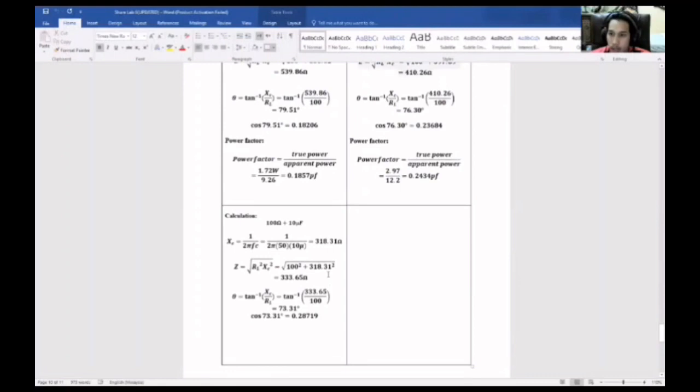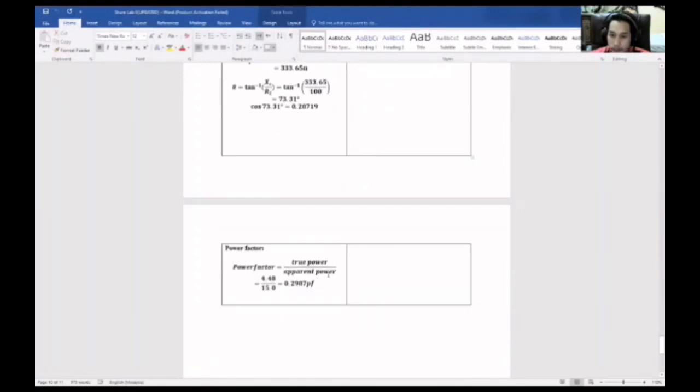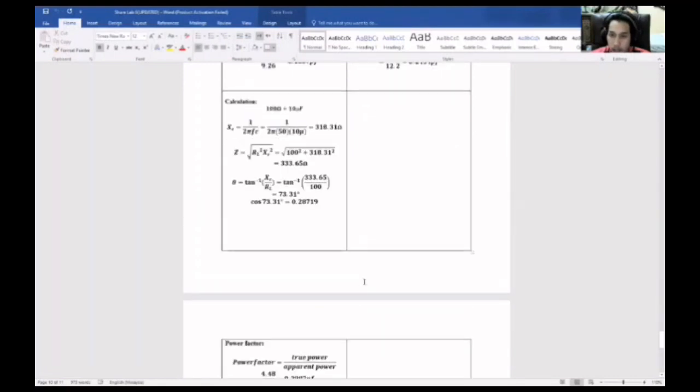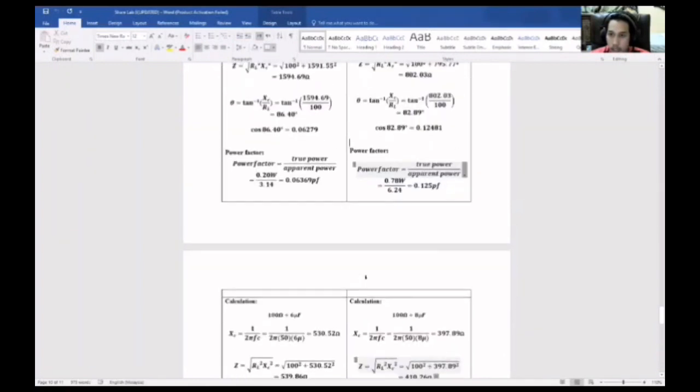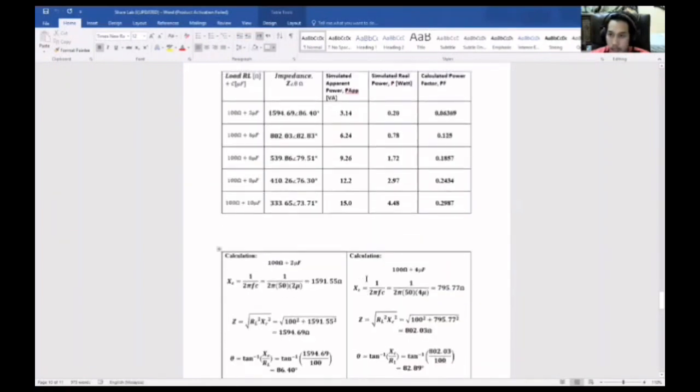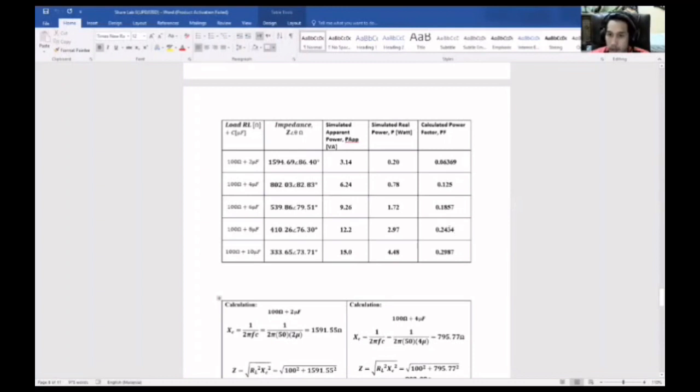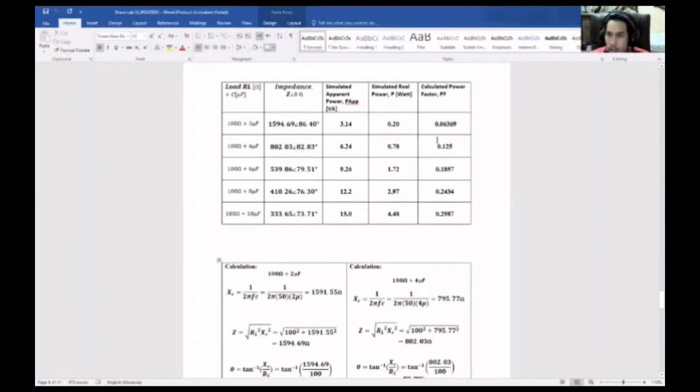After we got all the values for the power factor, we need to key in the answers in this table. So we got all the values, the calculated power factor for all circuits with different capacitors.